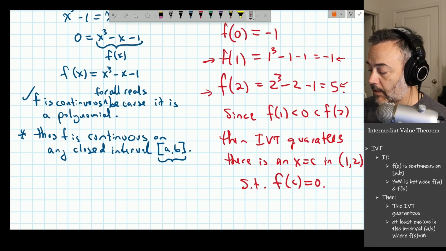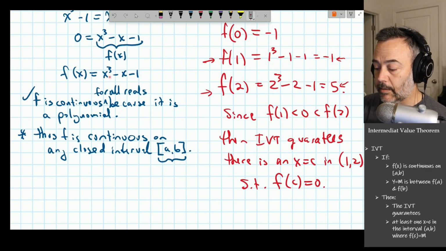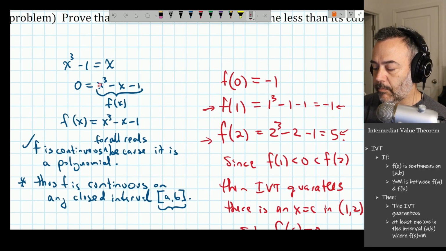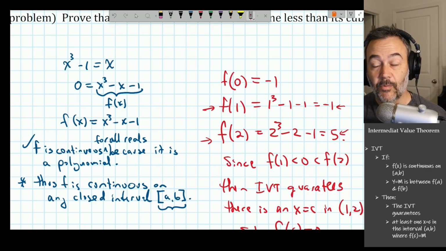Because now what's the logic? There's a c inside of this interval where f of c equals 0. Well, that would be a c that I could put in here, and this would be 0. But that would be a c that solves this prior equation, and that would be the c that is 1 less than its cube.